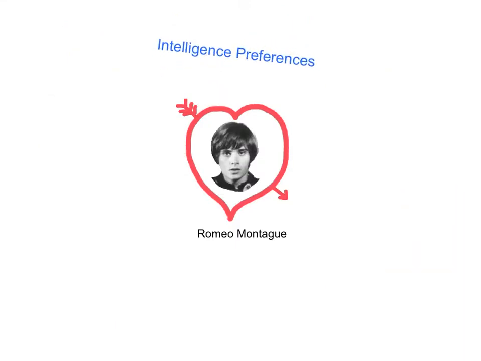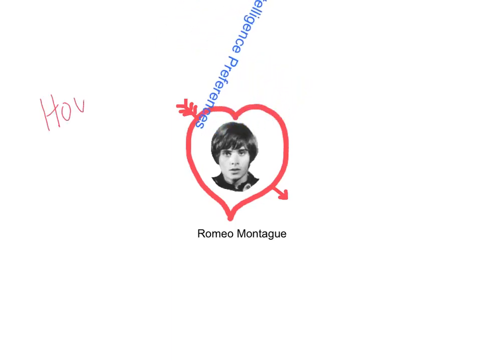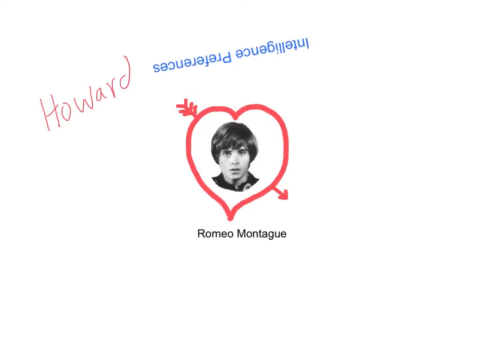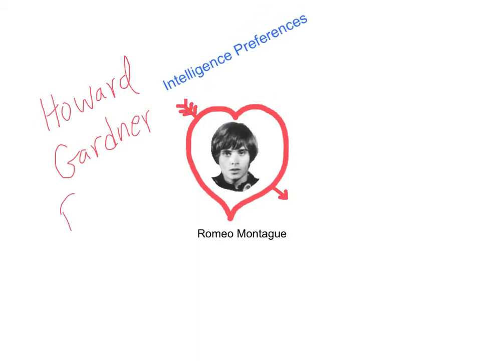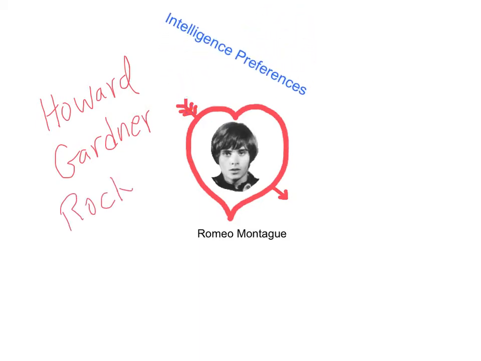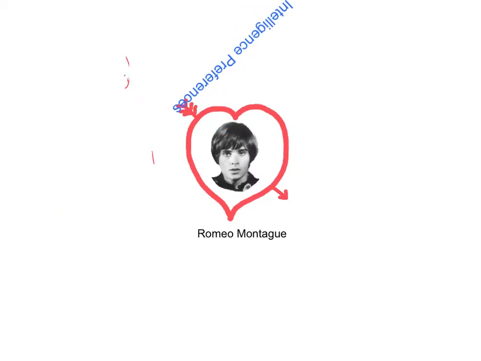Intelligence preference: a hardwired or neurologically shaped preference for learning or thinking. For example, intelligence preferences include verbal linguistic, logical mathematical, kinesthetic, interpersonal, intrapersonal, musical rhythmic, spatial, analytical, practical, and creative.